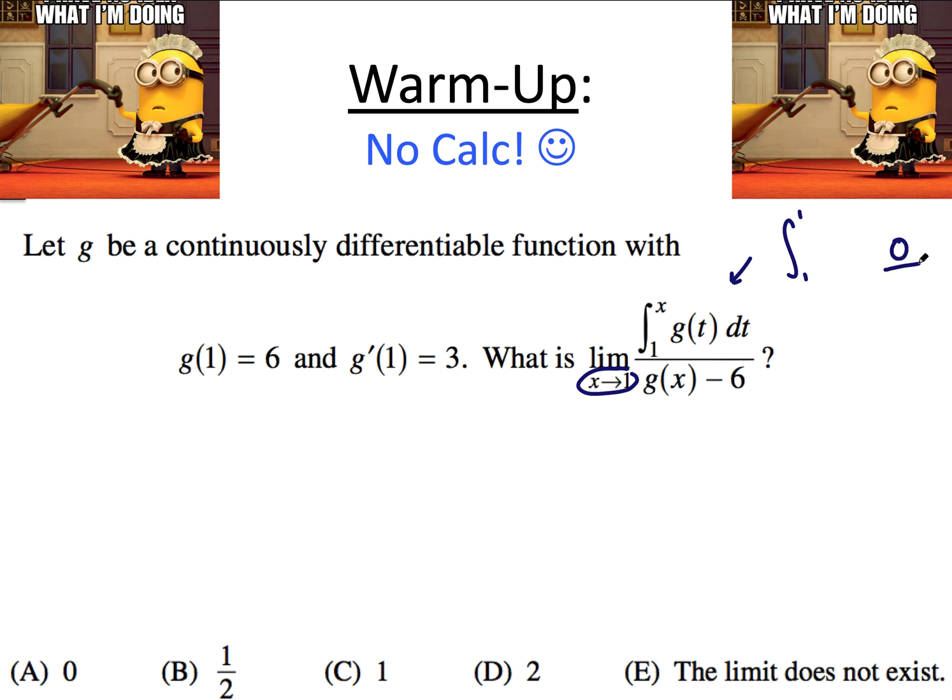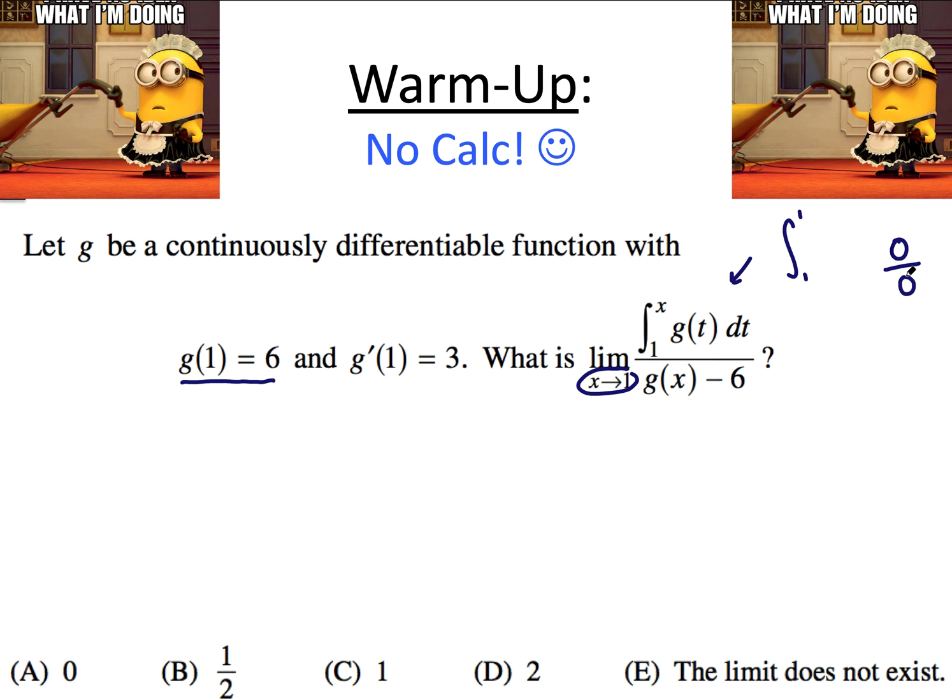In the denominator, if we plug in 1, we get g of 1 minus 6, but they tell us that g of 1 is equal to 6, so 6 minus 6 would be 0. At that point, if I see something like 0 over 0 or infinity over infinity, I know that's indeterminate form, so I know that I could use L'Hopital's. L'Hopital says you're allowed to take the derivative of the numerator and the denominator separately and then try reevaluating your limit.